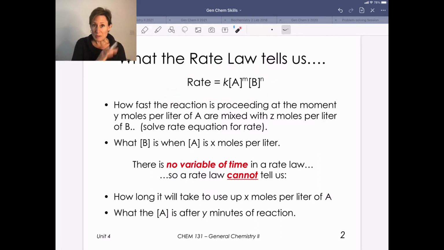Rate law, this is what we learned about in our last skill here, tells us how fast a reaction is proceeding at the moment when you have a certain concentration of reactant A mixing with a certain concentration of reactant B. You can solve this reaction for rate. So we can answer questions like what the concentration of B is when A is a certain concentration. But one of the things that you'll see here is that there's no variable of time in a rate law. So we can't have a rate law tell us how long it will take to use up a certain amount of A, or what the concentration of A will be after a certain amount of time.